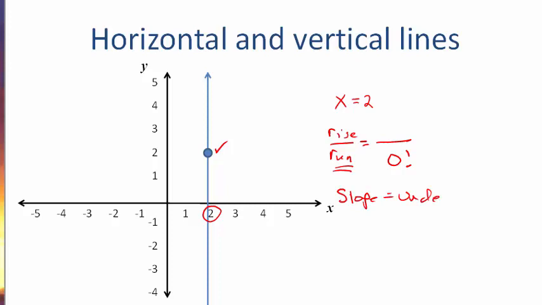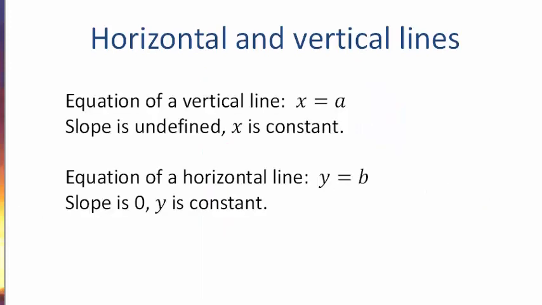So for a horizontal line, the slope is 0, and for a vertical line, the slope is undefined, and both can be thought of as constant. For a vertical line, x is a constant value and y is arbitrary, and in a horizontal line, y is a constant value and x is arbitrary. So what's true in general? The equation of a vertical line is x equals a for some constant value a, the slope is undefined, and x is constant. For a horizontal line, y equals some constant value b, the slope is 0, and y is constant, whatever the value of b.